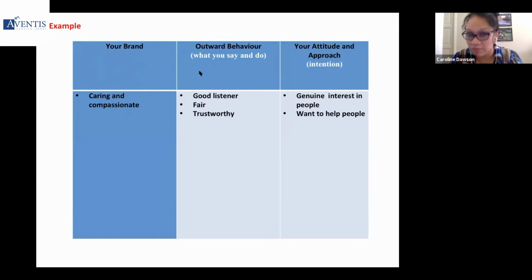So I'm just giving an example, all right? Let's assume I might want to work on pathos or empathy. For instance, this is what I would like to be known for, okay? Outward behavior. Now, of course, this is your action plan. What are you going to do? So this is what you say, what you do. For instance, I'm going to do the following, being a good listener, I want to be fair, and so on. The next part is your attitude and your approach, which typically means what your intention is. So do you have a genuine interest in people? Do you have a genuine interest in really wanting to help people? Okay, this is your intention, okay? So that's it. It's a real simple thing.